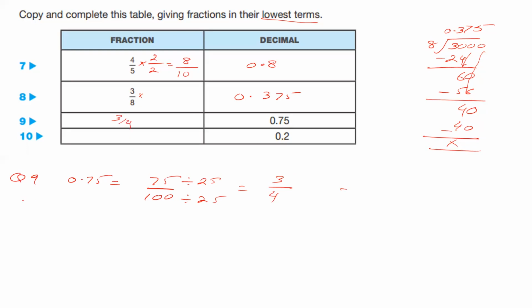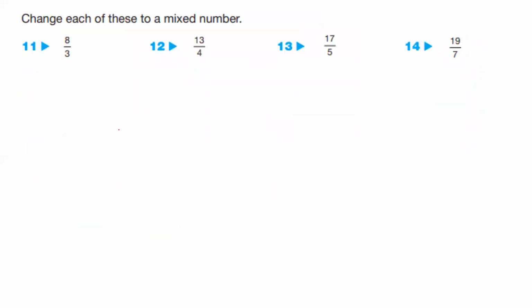Now, same way, question number 10. Here, 0.2 means 2 upon 10. When you divide both by 2, you get here 1 upon 5. So our answer becomes 1 upon 5. Okay? Easy? Now we go for question number 11 till 14.